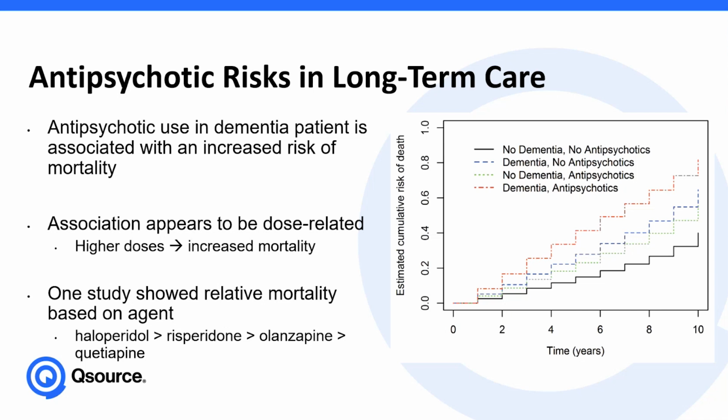And so this figure here is a 10-year risk factor. And the highest risk is someone that has dementia and is on antipsychotics. That red top line, the risk of death over 10 years is up to 80%, versus somebody with no dementia and no antipsychotics, where the risk is less than half of that. And so it's important to identify your dementia patients and really dig into why they're on an antipsychotic, because the risk of mortality is so high. Next slide.